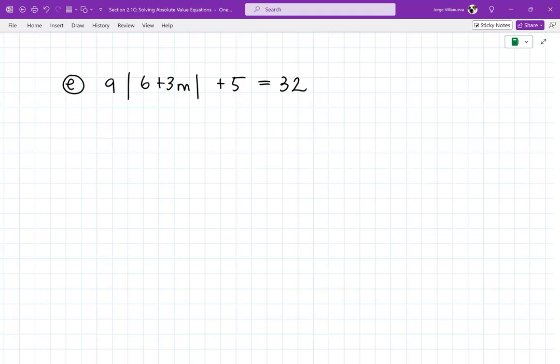The 9, I can divide it out. But I'd rather wait. Let's get rid of that plus 5 first. In case you're always like, well, I don't know, why do you want to get rid of the plus 5 instead of the 9? Okay, why would you do that?